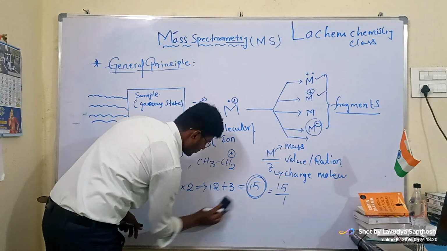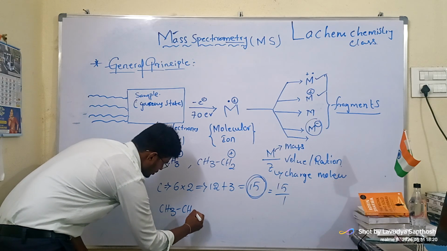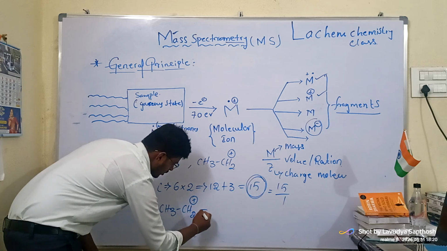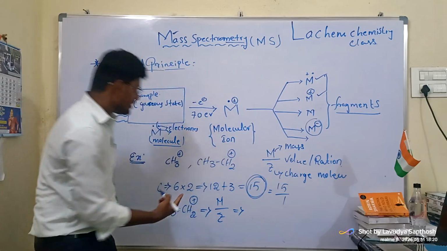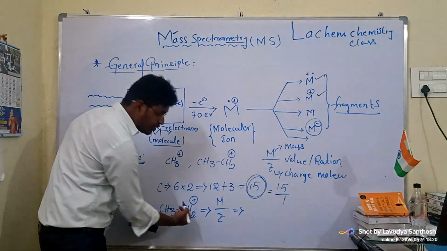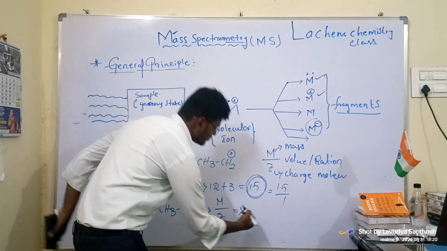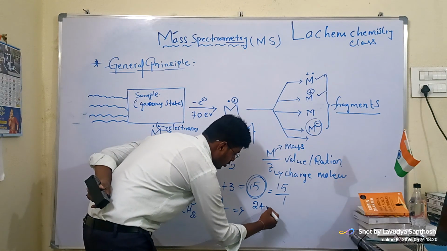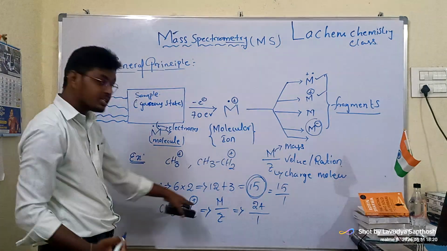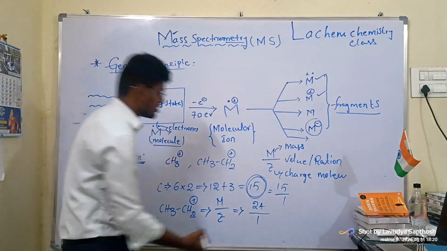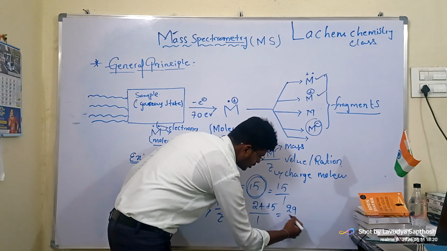Now CH3CH2 positive. M by z value. Now what is the mass? Mass is 2 carbons, 2 into 6, 12, 12 into 2, 24, by 1. But hydrogens are there. How many hydrogens? 5 hydrogens, plus 5, nothing but 29 by 1.